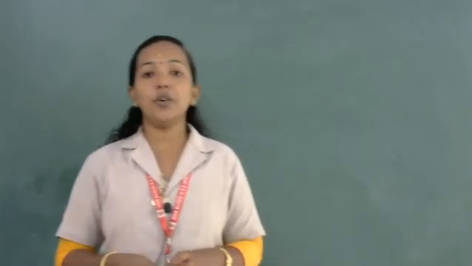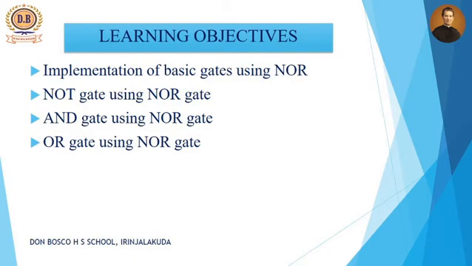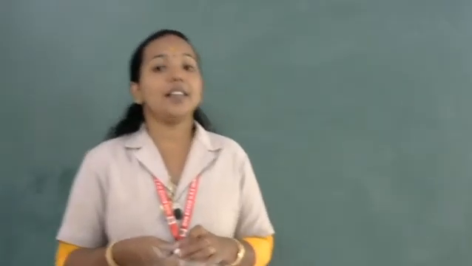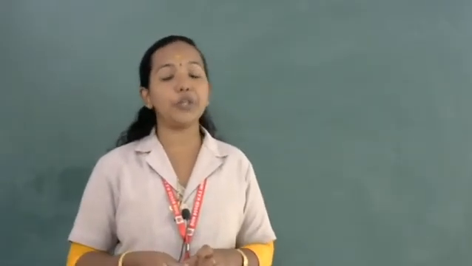So in this video we are going to discuss our second universal gate. What is our second universal gate? NOR gate. Implementation of basic gates using NOR gate. First, NOT gate using NOR, second, AND gate using NOR, and the last one is OR gate using NOR. These are the three implementations that we are going to discuss in this video.